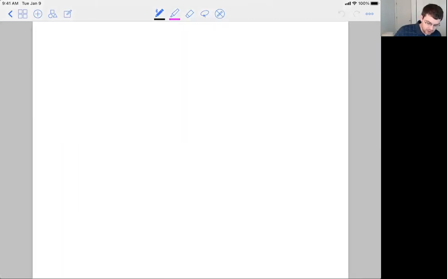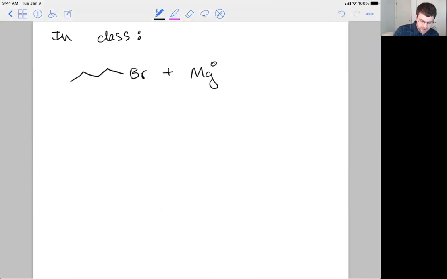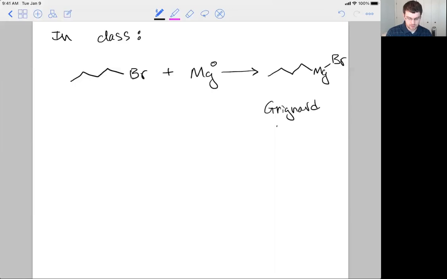Now, in class, what that would look like is we would take 1-bromobutane and react it with magnesium 0 to put the magnesium between the carbon and the bromine atom. Now, this has a special name. This is called the Grignard reagent. And it could be more generally described as RMgX, with the magnesium attached to a halogen.